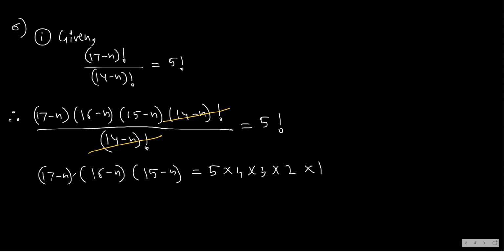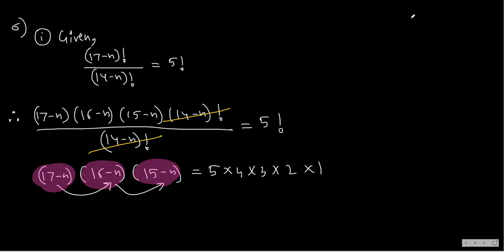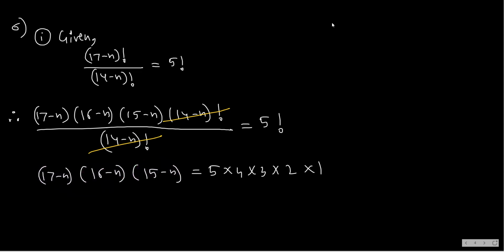What is that? See, these numbers are consecutive numbers and they are in descending order. And how many are there? There are 3 such numbers, 1, 2, and 3. There are 3 consecutive numbers. So what I will try to do is, on the right hand side also, I will try to get 3 consecutive numbers. So see here, how do I go?